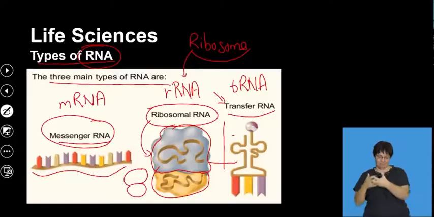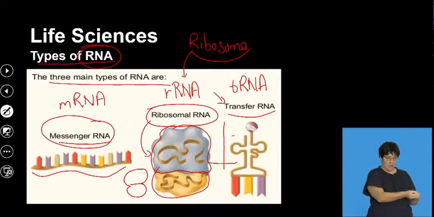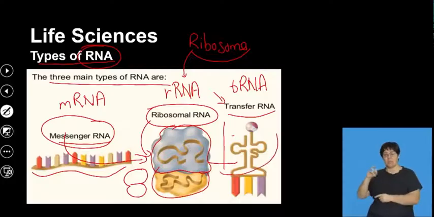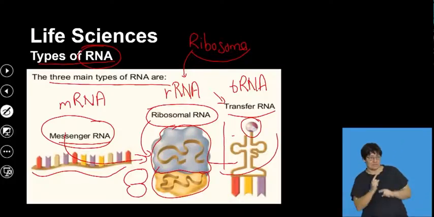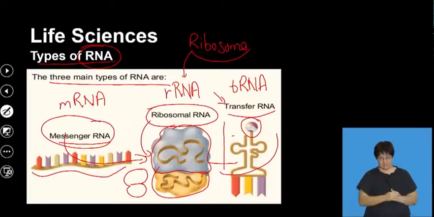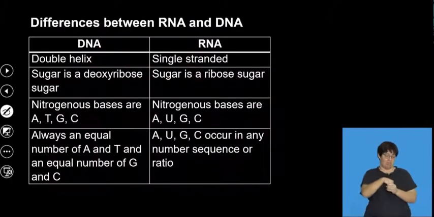So again, to give you context, the messenger RNA carries the message to the ribosome. The tRNA carries the amino acids, which I've indicated here with a little green structure. So when we look at these three structures, they play a very important role in putting together the proteins.